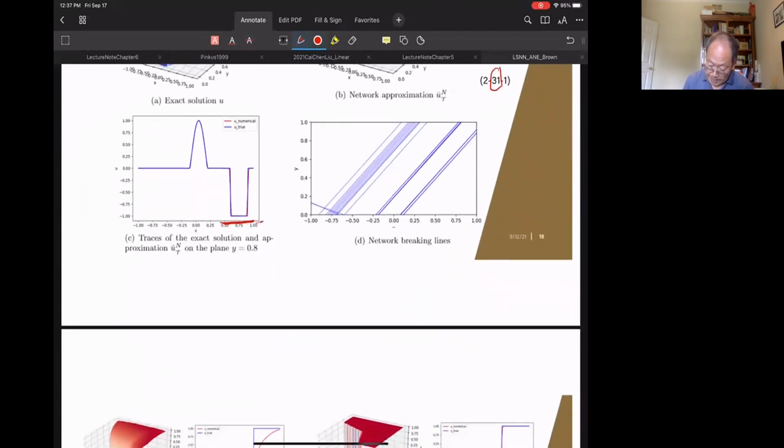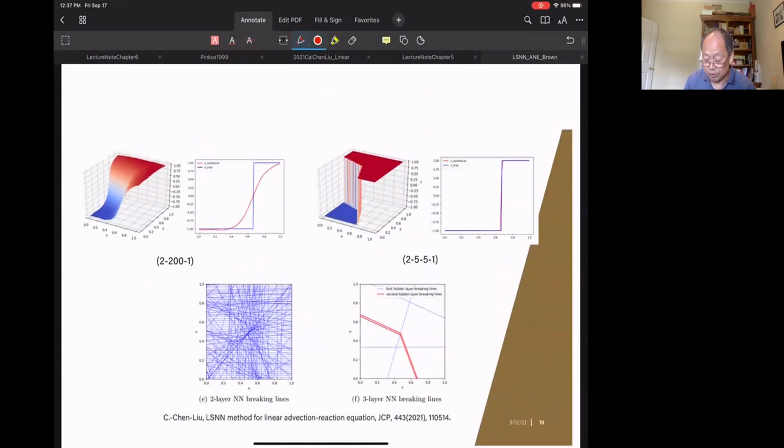Okay. Now let me show you one more example. This is interesting. The velocity field is piecewise constant instead of constant. In this case, if we use two layers, no matter how many neurons we have, here we're using 200, our approximation is terrible. As you can see, it's smeared, and it's not very accurate. And if you look at the location of all these neurons, these are the break lines that we have.